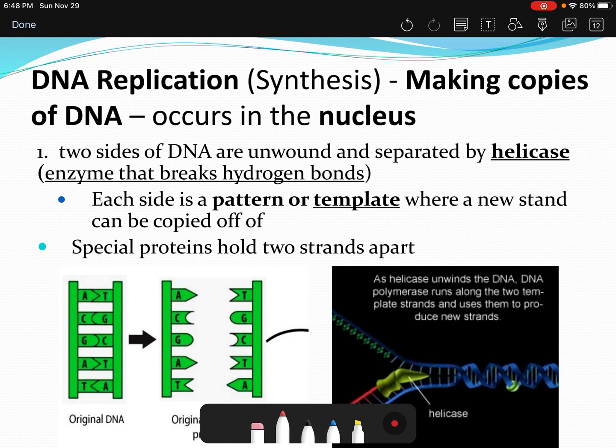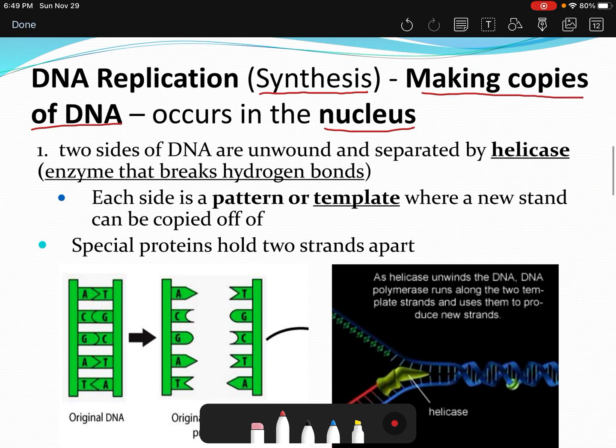DNA replication, if you replicate something, you are making copies. So we're making copies of DNA. And one of the terms we can use, and we've had this term before, is synthesis. That means to make or to build. And so what we're doing is we're building or making new DNA molecules. We're making copies of the existing molecule so that we can have more copies of the DNA. And this process always occurs in the nucleus of the cell. So keep that in mind, that it always occurs in the nucleus of the cell.